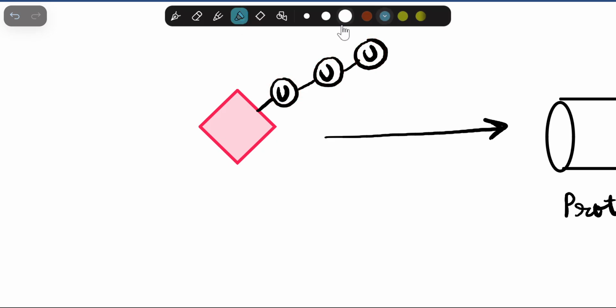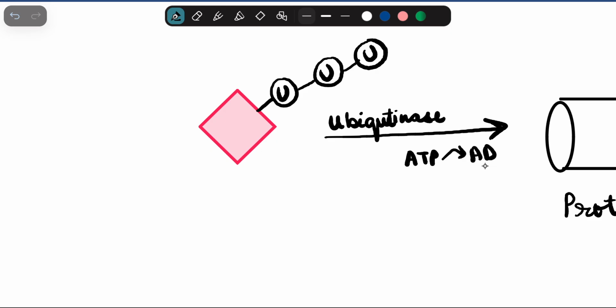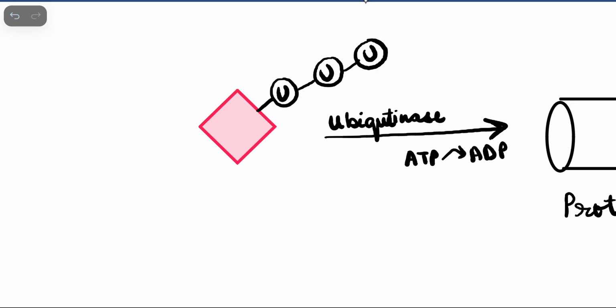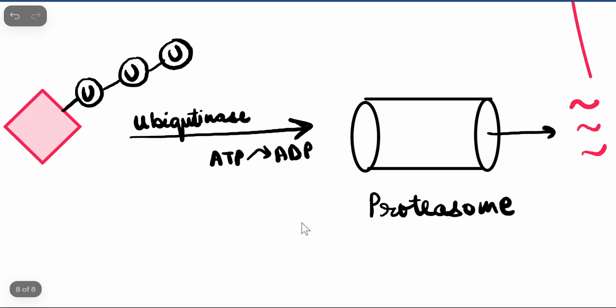The antigen molecule is tagged with ubiquitin proteins. Ubiquitin proteins play a very important role in sending these into the proteasomes. There is also one important enzyme, ubiquitinase. It utilizes ATP and allows this ubiquitin-tagged molecule to be sent into the proteasome. Now this is the proteasome.